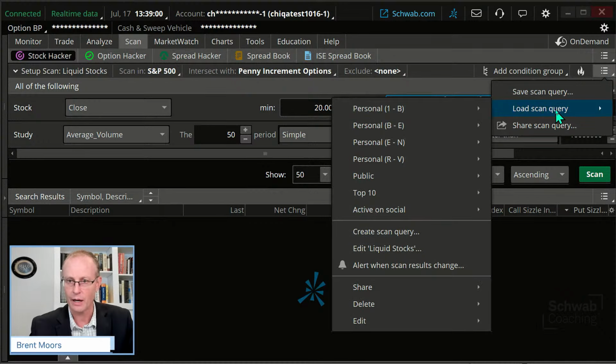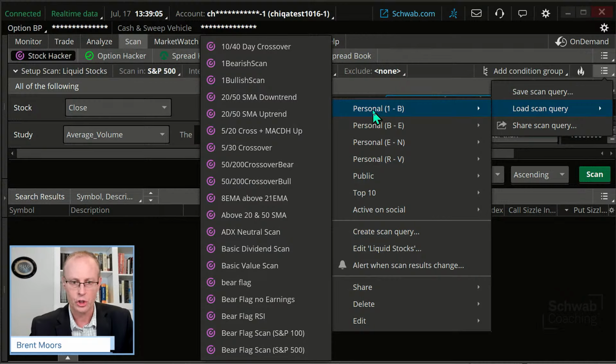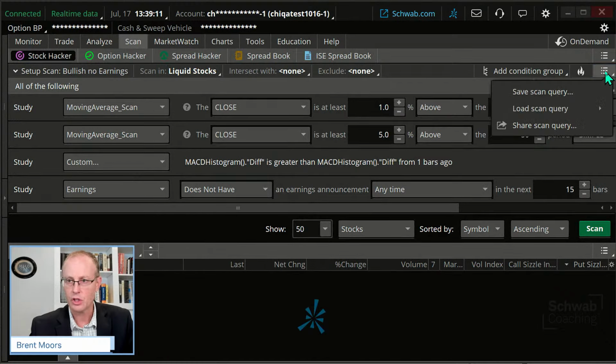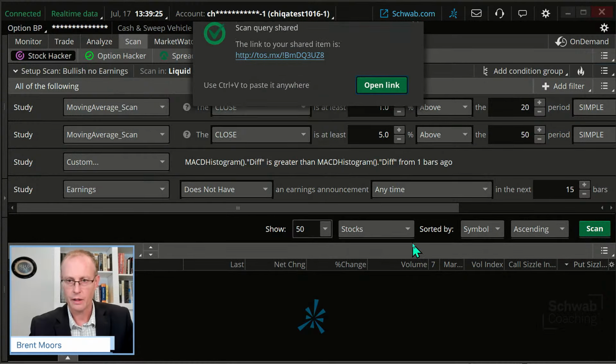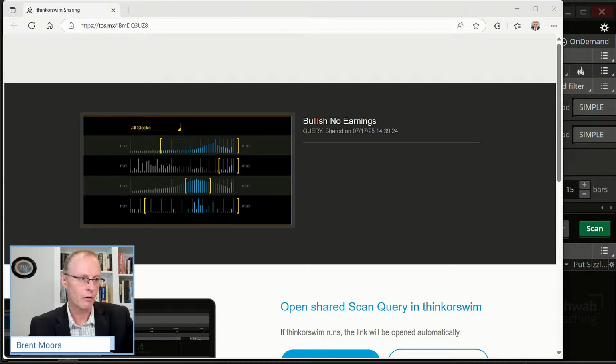So I'm going to load that scan query first of all. We called it bullish no earnings, okay? And I'm going to share the scan query. Bullish no earnings. Okay, I'm going to click on that. We'll repeat the process. Remember, these are not guaranteed for accuracy or timing.